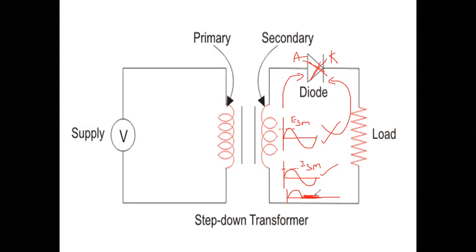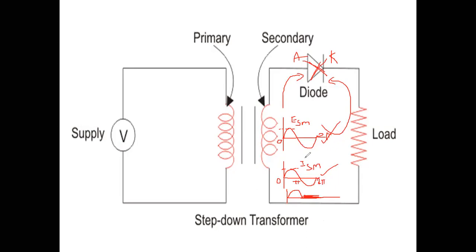If I measure the sine value from 0 to 2 pi, then from 0 to pi, I am getting output current. From pi to 2 pi, current is 0, if you observe it. So only during the positive half cycle am I getting current.